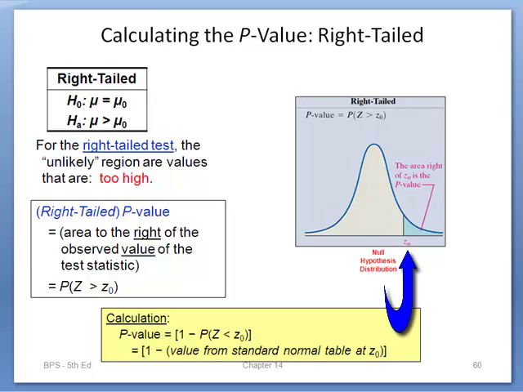So let's take a look at the right-tailed test and see how we calculate the p-value. Well, there's our test statistic sitting right there. The p-value for a right-tailed test is the probability that we would get a z greater than that test statistic.